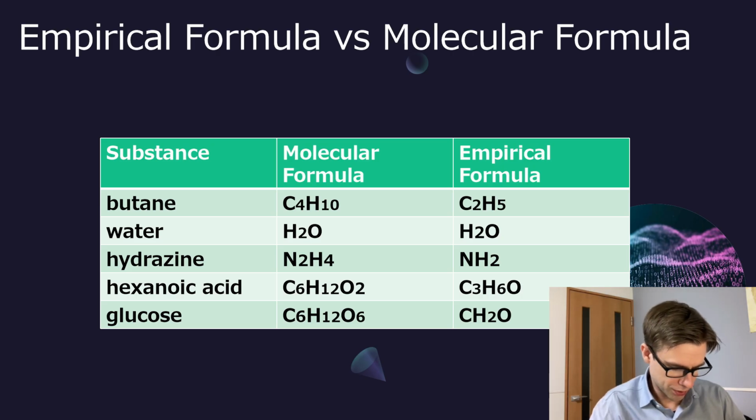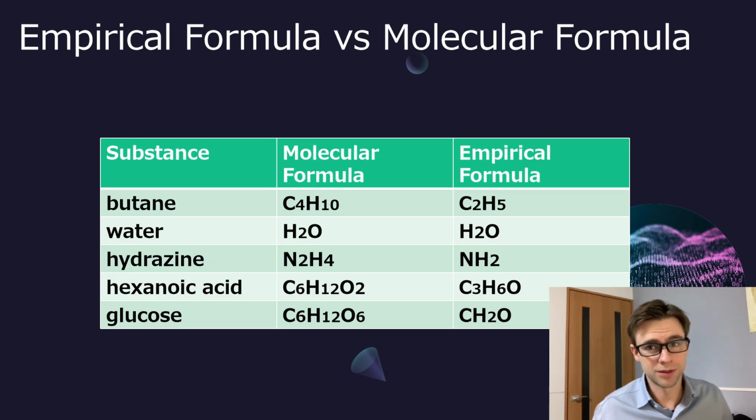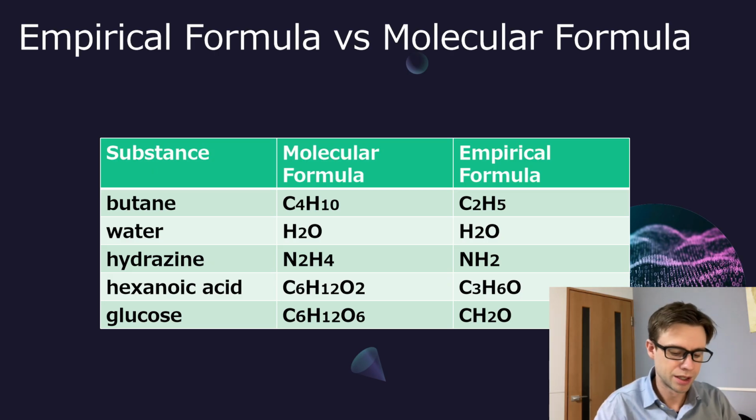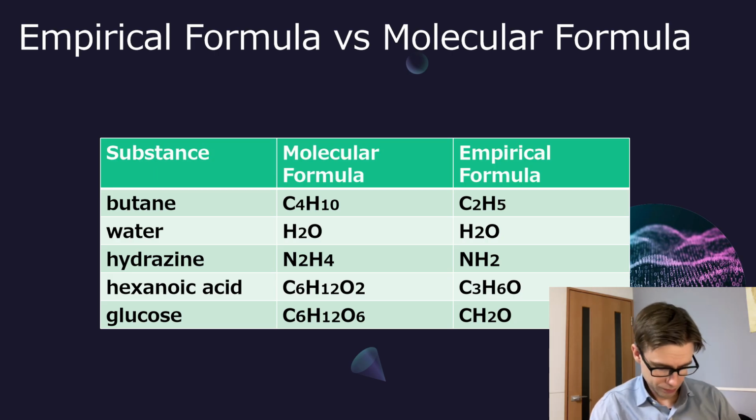So we can look at the examples here. First, butane, C4H10. The empirical formula of that is C2H5. That's dividing the whole thing by 2. Now we can't go any further than that because 5 can't be divided by 2, or there's no common factor between 2 and 5. We could try dividing by 5, but then 2 won't divide by 5 and keep a whole number, so we can't do that. So the empirical formula is set at C2H5.